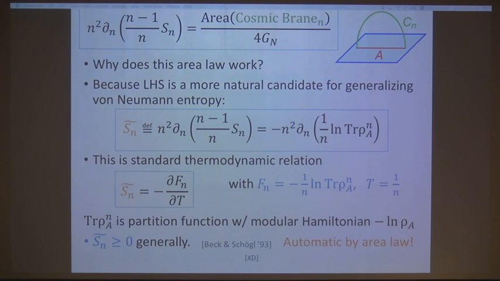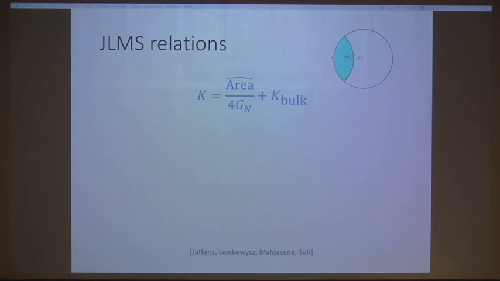Of course, this being an entropy, it needs to be non-negative. So a very easy consistency check is that the area is non-negative, so you automatically satisfy this. And finally, an important consequence of this understanding of holographic entanglement is essentially two relations derived by Jafferis, Lewkowycz, Maldacena, and Suh, called the JLMS relations.